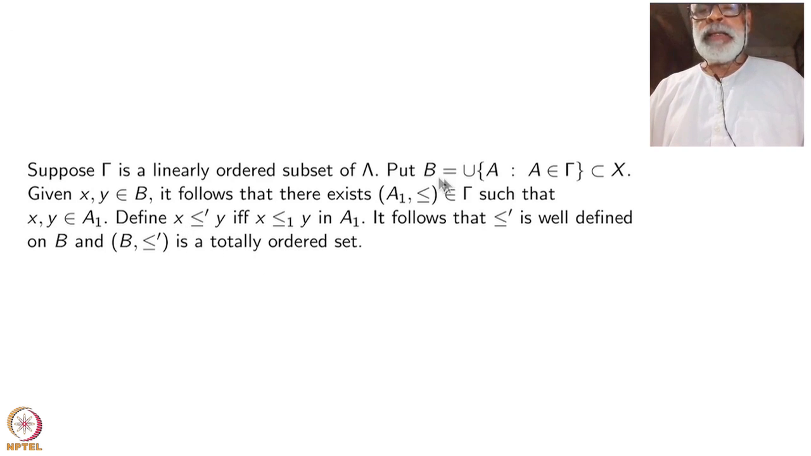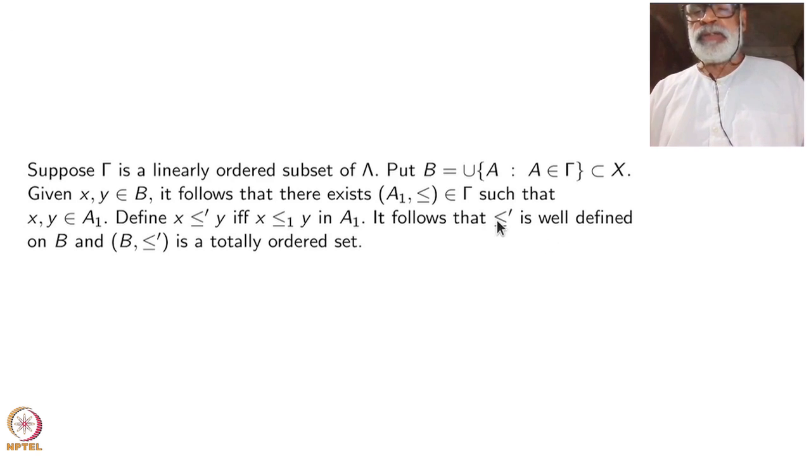Now you define the new relation on B, which is ≤ prime. This is a new relation I am going to define. How am I going to define it? x ≤' y if and only if x ≤ y inside A1, because they are members of A1. Now you have to see that this is well defined. It does not depend upon what A1 I have chosen. If I have chosen some A2, okay, then A1 is a segment of A2 or A2 is a segment of A1, which means this relation will be the same as far as x and y are concerned.